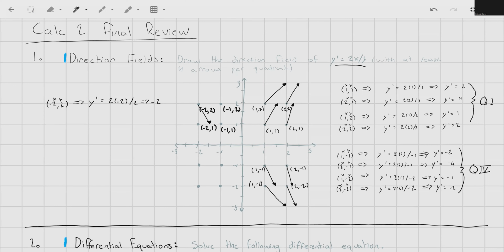For the next one, -1, 2. Same idea. You just plug in y prime equals 2 times -1 divided by y, which is also 2. That becomes -1. So the slope here would be over 1, down 1.